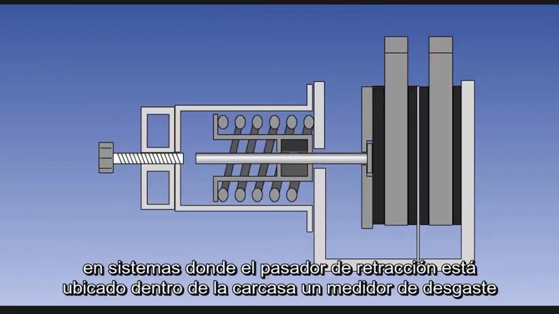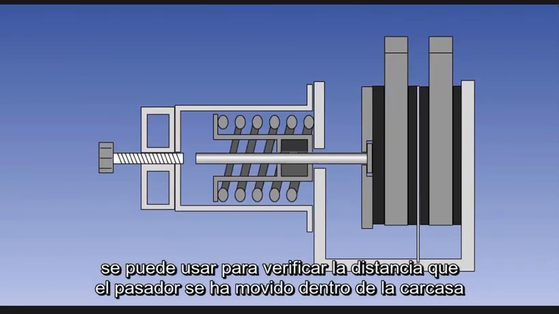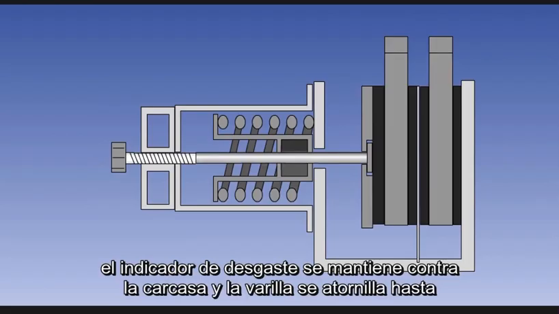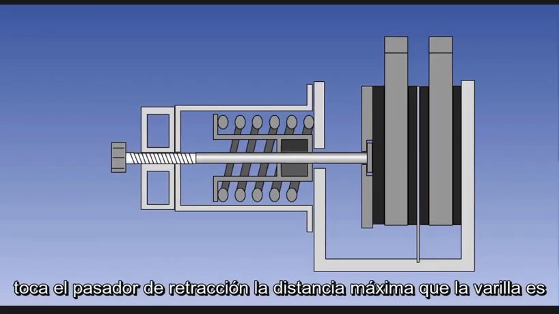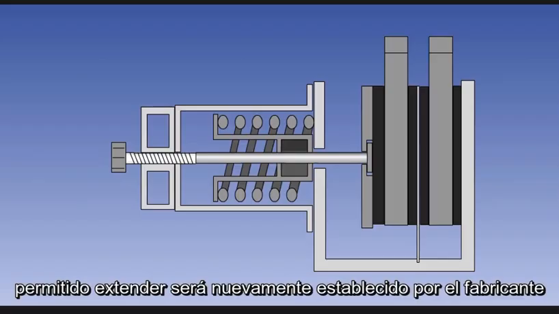On systems where the retraction pin is located inside the housing, a wear gauge can be used to check the distance that the pin has moved within the housing. The wear gauge is held against the housing and the rod is screwed in until it touches the retraction pin. The maximum distance that the rod is permitted to extend will once again be laid down by the manufacturer.